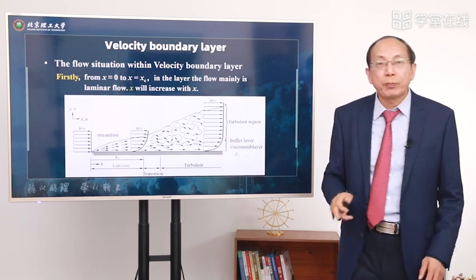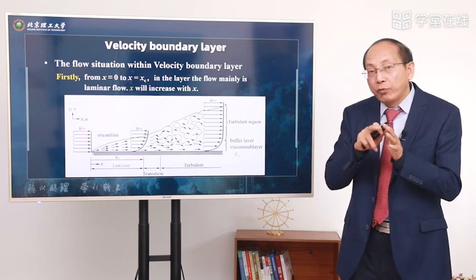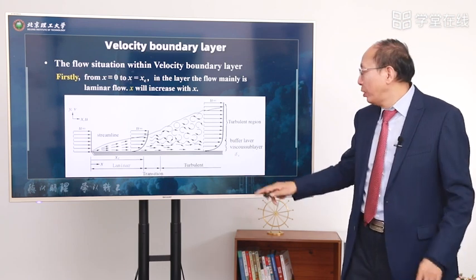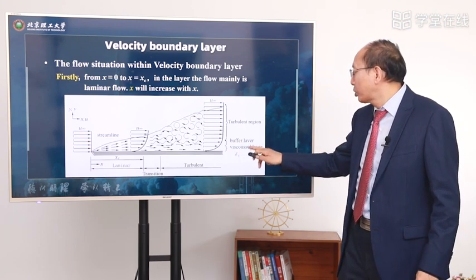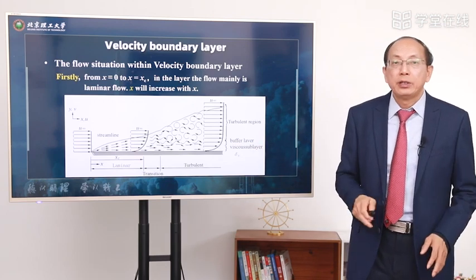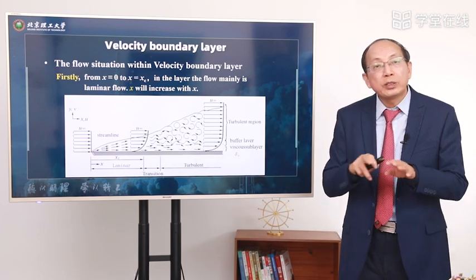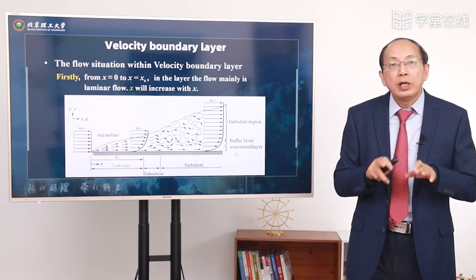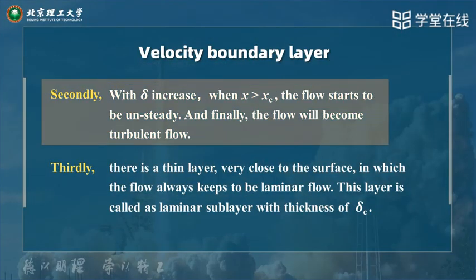However, very close to the plate, there is a very thin layer. We can call it the buffer or viscous layer. In this layer, because the flow rate is very small, we can think it is always laminar flow. We can discuss this more.